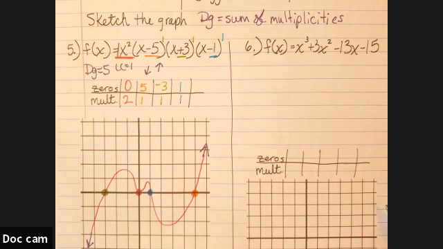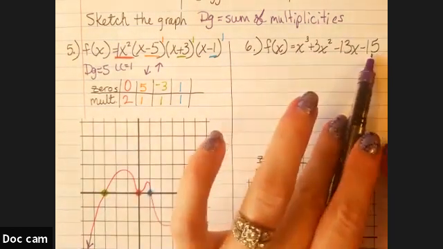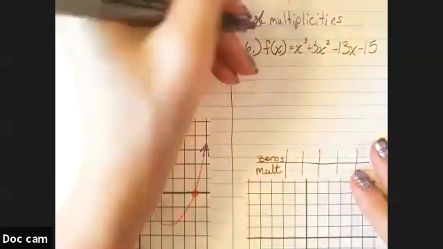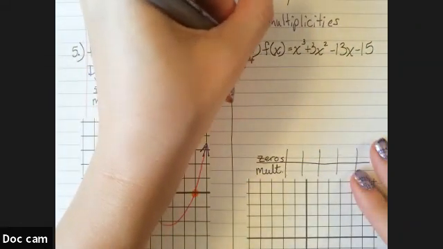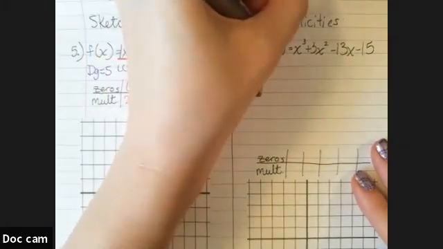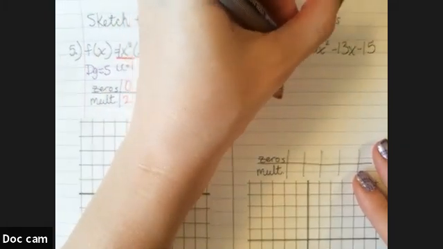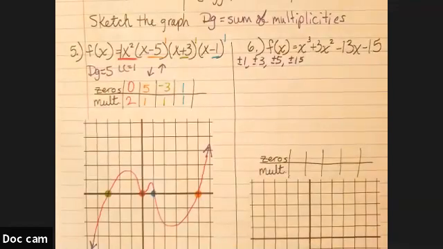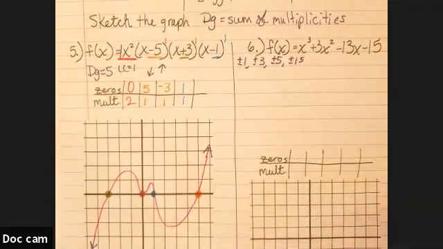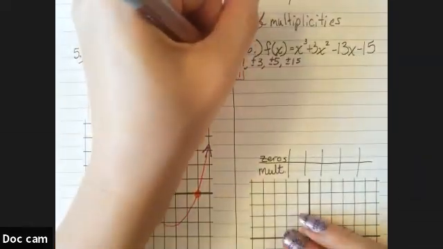All right, number 6. Okay, so this is in expanded form. So we're going to have to use synthetic division to figure out the actual rational zeros. The possible rational zeros are going to be ±1, ±3, ±5, and ±15. And then I'll figure out the actual rational zeros by using synthetic division.